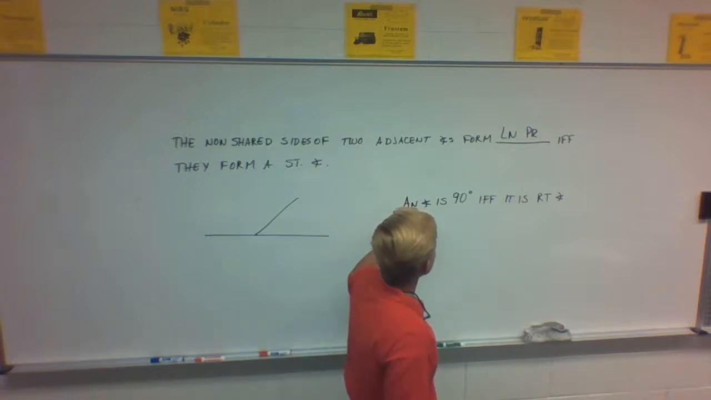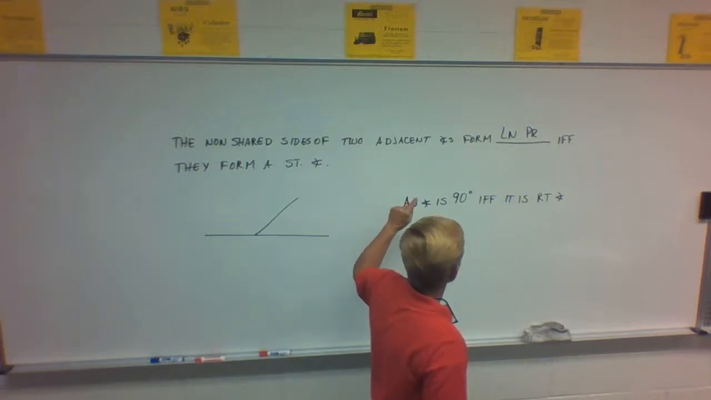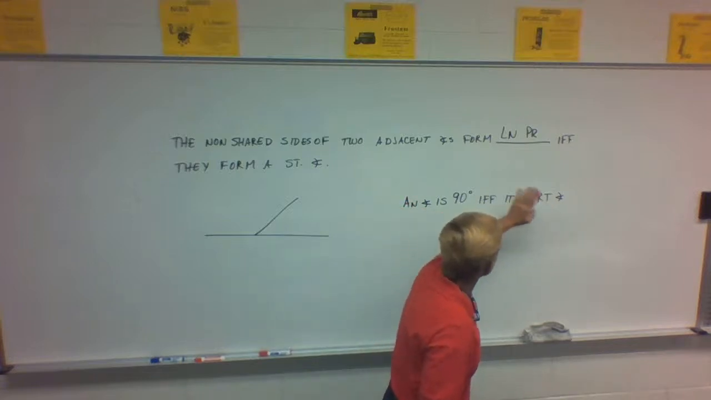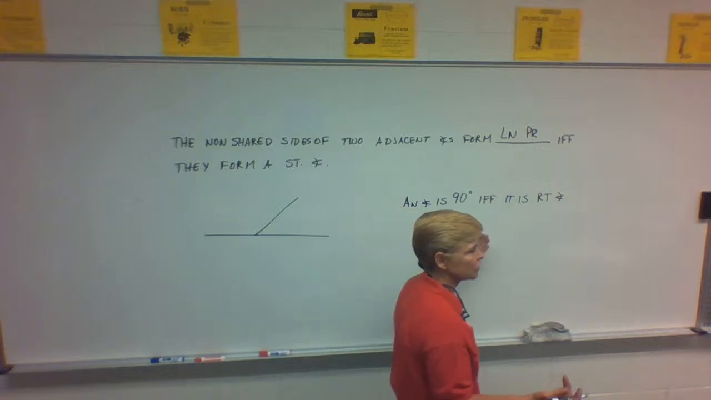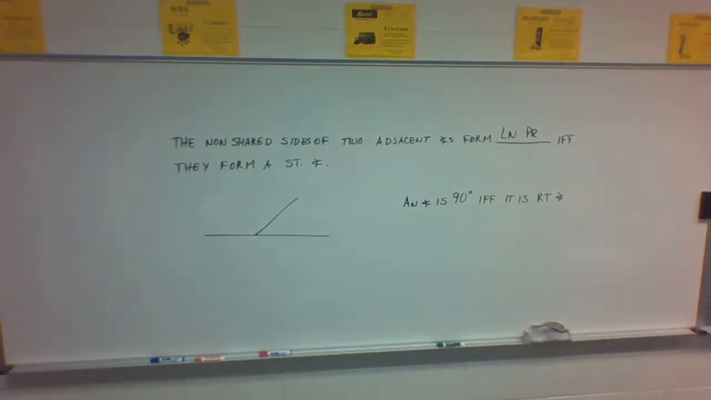You could also write it: an angle is a right angle if and only if it's 90 degrees. So we could switch those and still have the same thing because it's biconditional. Yeah? Okay. Take a look at the next one.